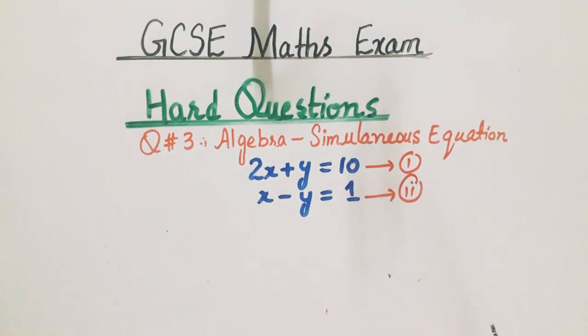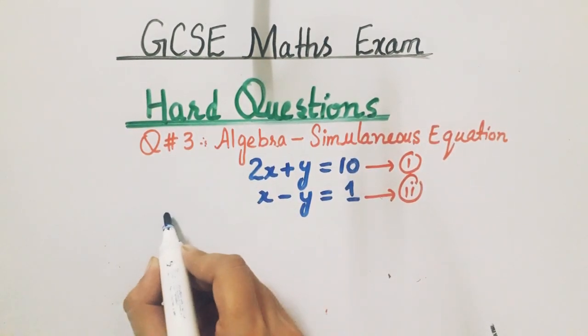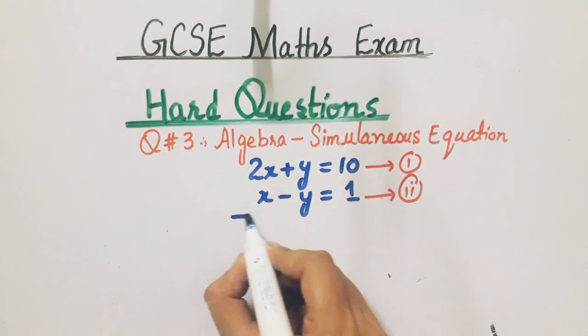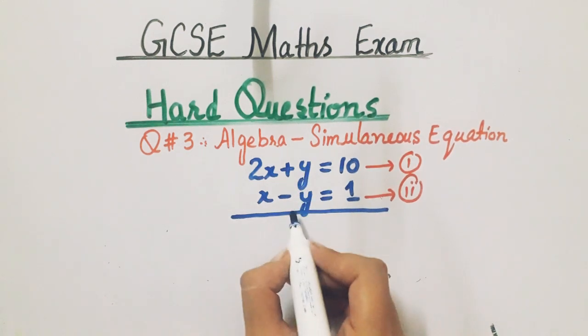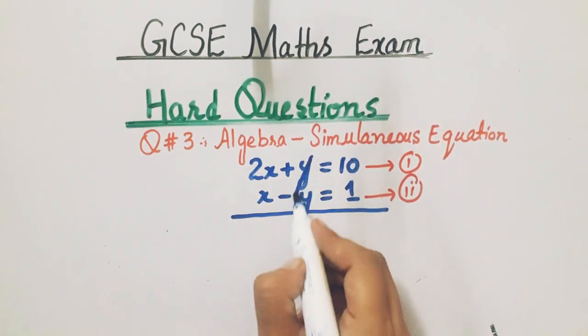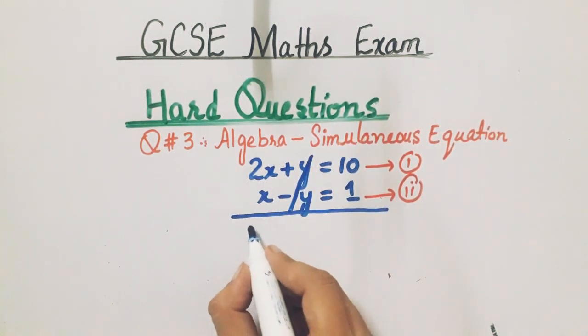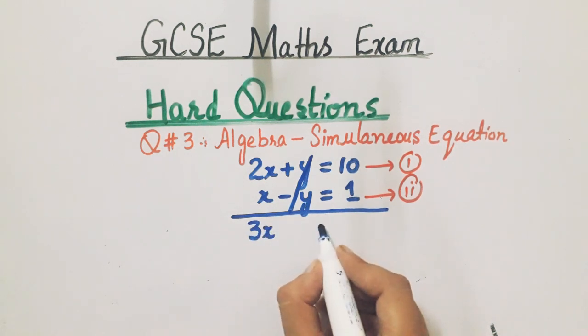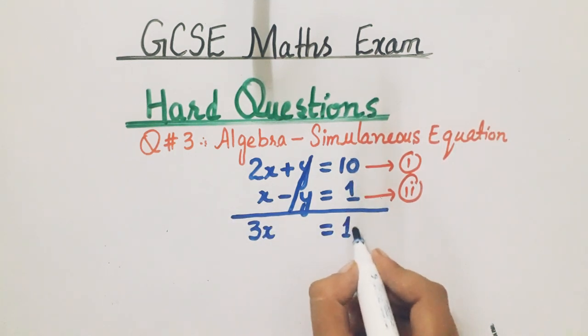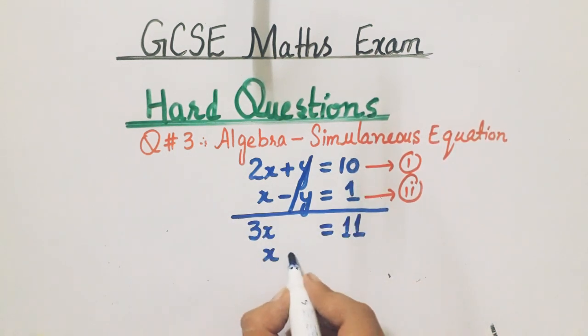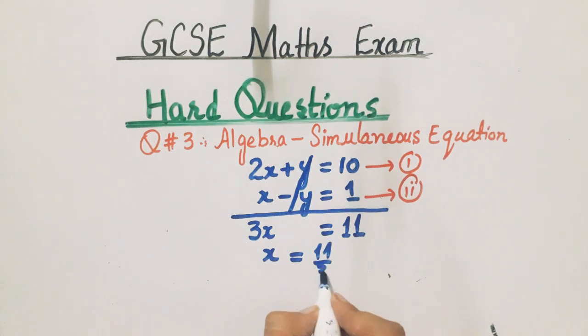Now we will add both the equations and get x plus x, plus y minus y, both are cancel out. 2x plus x is 3x equals 10 plus 1, 11, which implies that x equals 11 by 3.